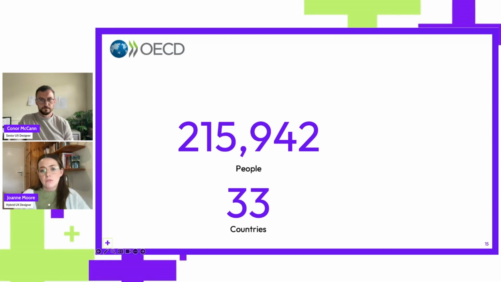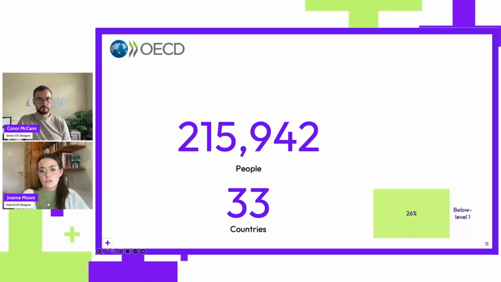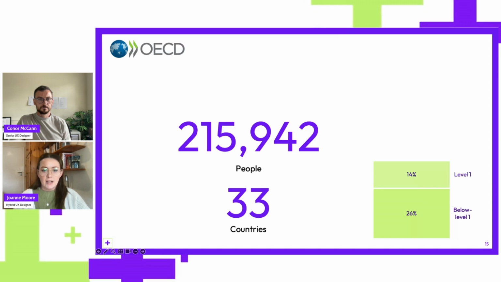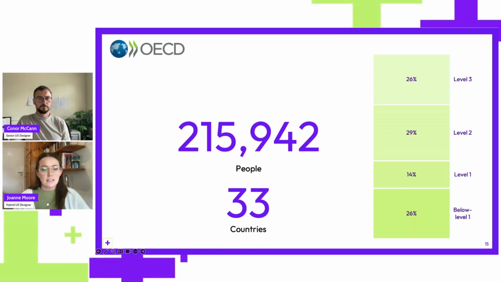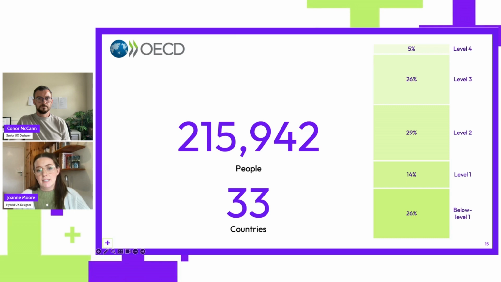So here's what they found. Below level 1 was 26%, so they can't use computers. Level 1 is 14%, so they're barely IT literate. Level 2 is 29%, so modern IT skills. Level 3 is 26% with good IT skills. And level 4 is 5%, so expert IT skills.